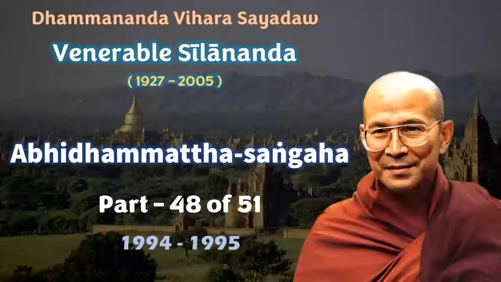Okay, now ignorance to formations of demerit. That means cetana accompanying akusala cetas. Ignorance itself is akusala, and ignorance is found with all akusala cetas, right? So here, not only do we get aramana and upanissaya, but also what?